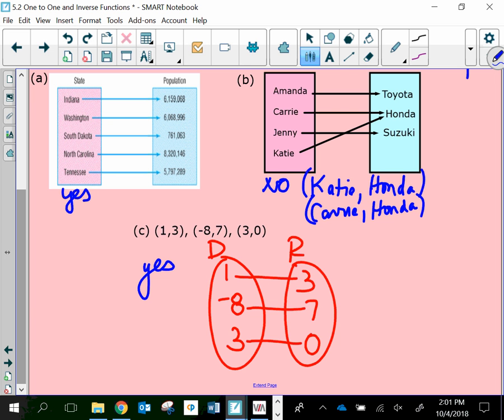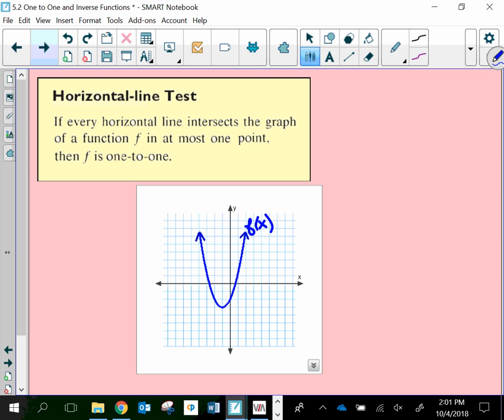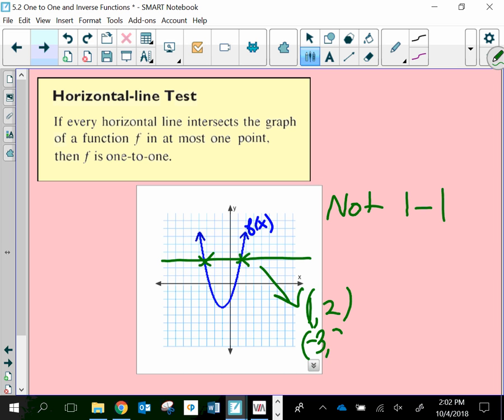Okay? All right. Horizontal line test. Every horizontal line intersects the graph of a function in at most one point, and the function is 1 to 1. Okay? This is clearly not 1 to 1, right? Because I can draw 1,000. I hit it once, I hit it twice. And those are the two, this is just an example, but let's say it's 1, 2, and negative 3, 2. Different x, same y. Okay?